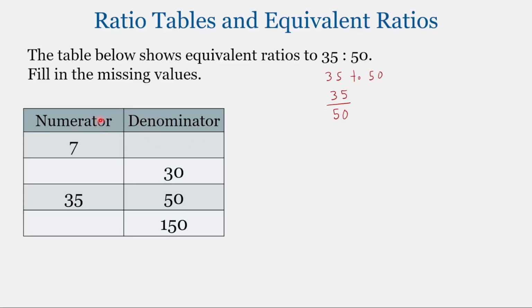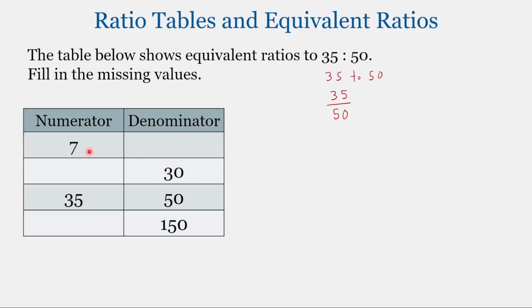So our numerator is on top, so that's 35. And then the denominator is on the bottom. And so for only one set of values do we know both the numerator and the denominator. And that is the 35 to 50. And so now we need to fill in these missing values. Again, they're all equivalent ratios.